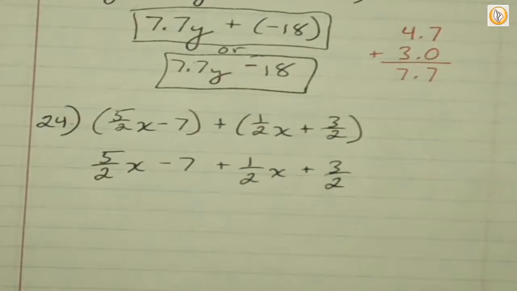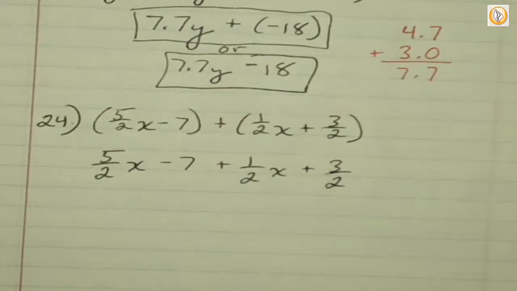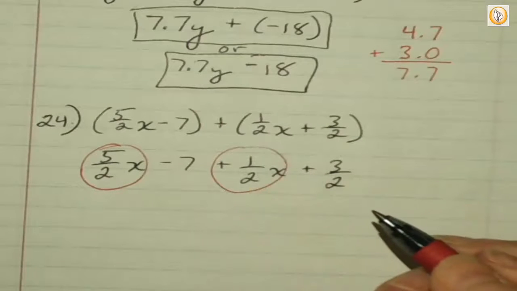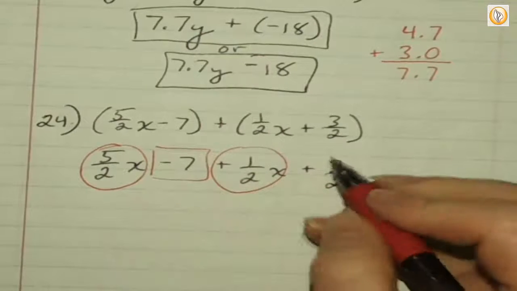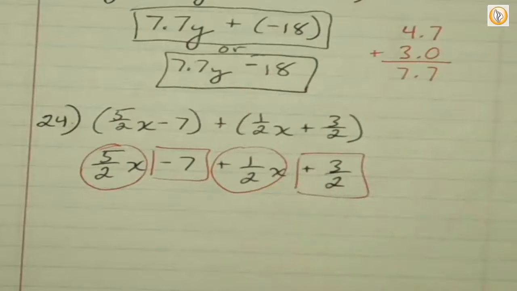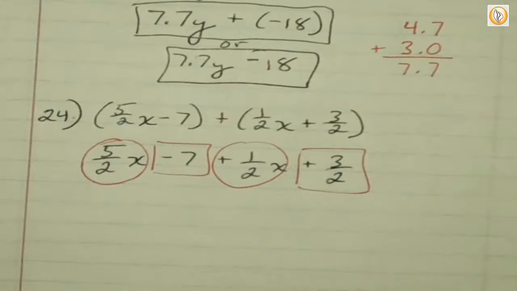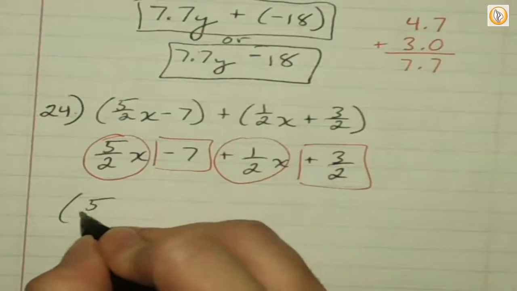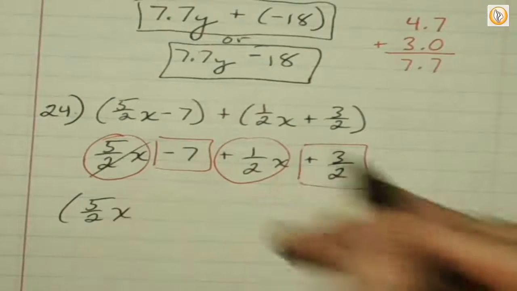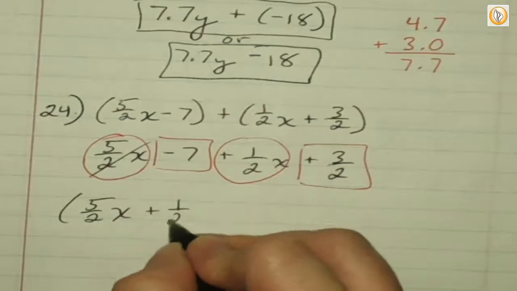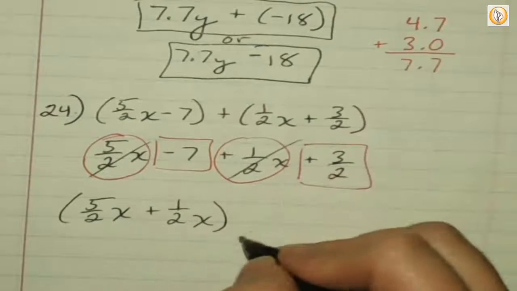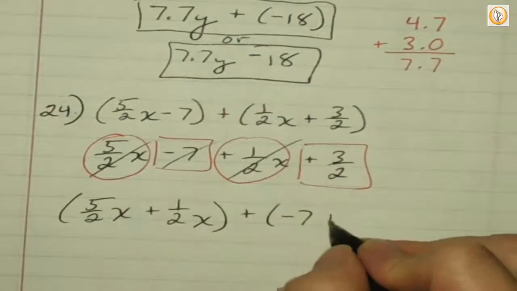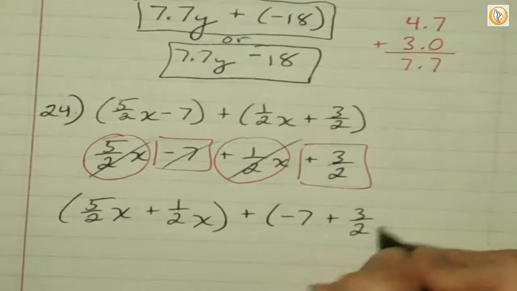Aiden, what are my like terms once you've got it written down? 5 over 2 x, 1 over 2 x, negative 7, and positive 3 over 2. Perfect. All right, let's start combining. I have 5 over 2 x, cross that out, plus 1 over 2 x, cross that out, plus negative 7, plus 3 over 2.